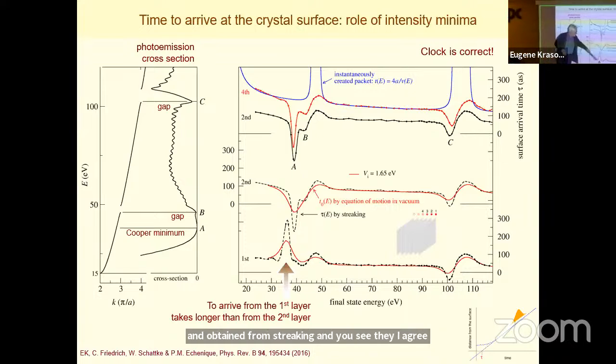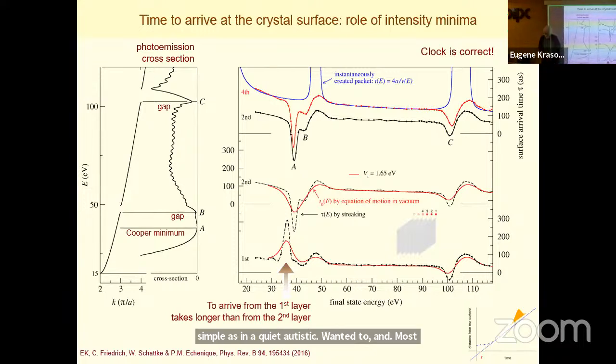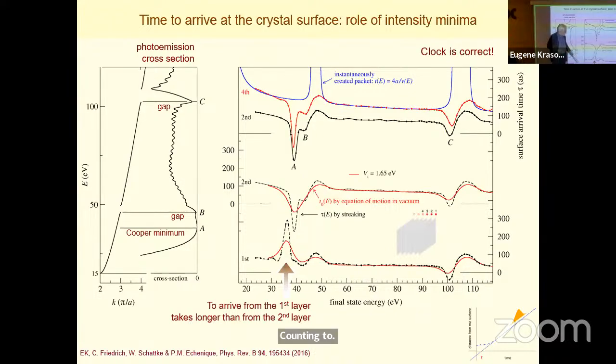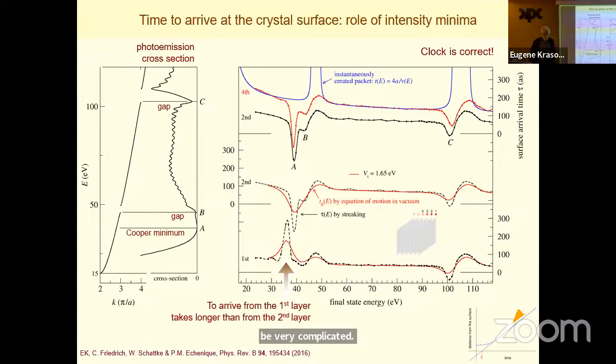In the simple case, they even quantitatively agreed, and most important is that both methods give equal information about such a counterintuitive phenomenon, that the electron that originates at the first layer comes later than the electron that originates on the second layer. So the trajectories may be very complicated, but our main conclusion is that the streaking clock is correct. So this is quite objective.